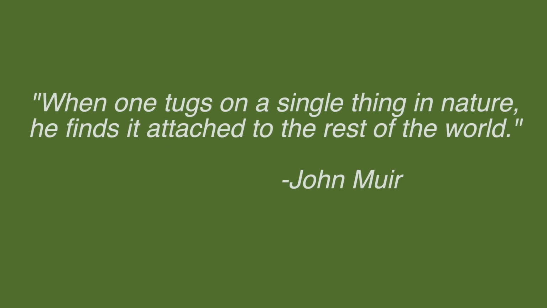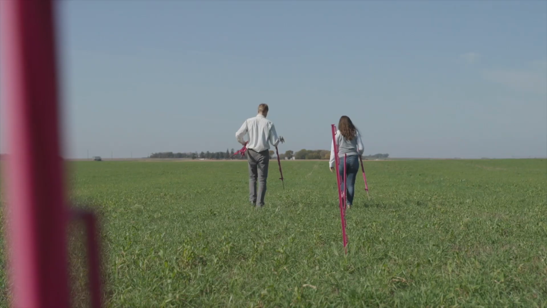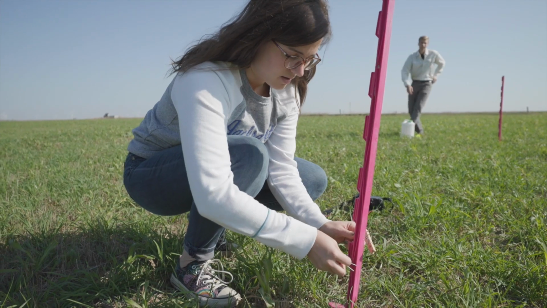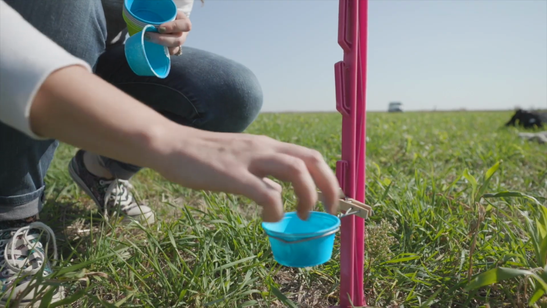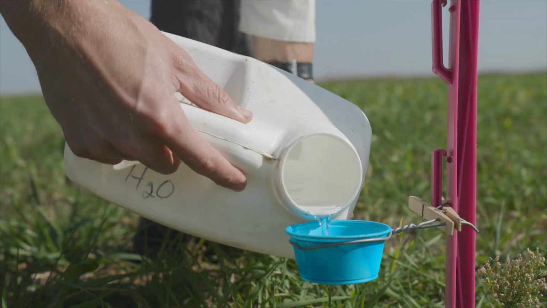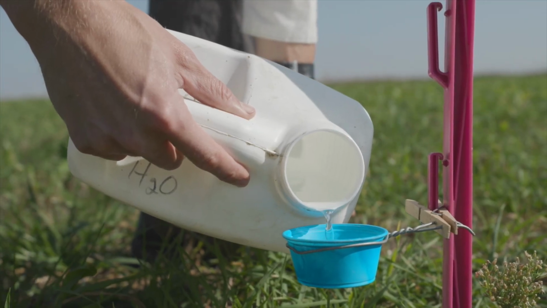Maybe a context to frame some of this in is a quote that's contributed to John Muir, where he says, when one tugs on a single thing in nature, he finds it attached to the rest of the world. And that's very true for what we're talking about with increasing diversity and some of the management decisions in our fields. There are consequences, both good and bad, for all of those decisions that we're making in our fields and pastures and whatever we're managing.